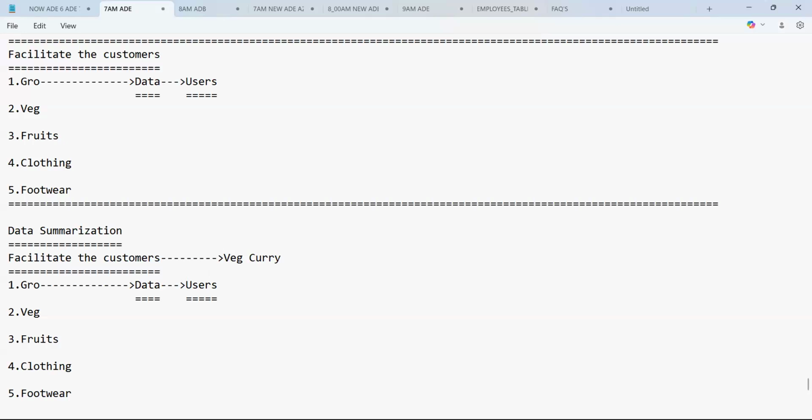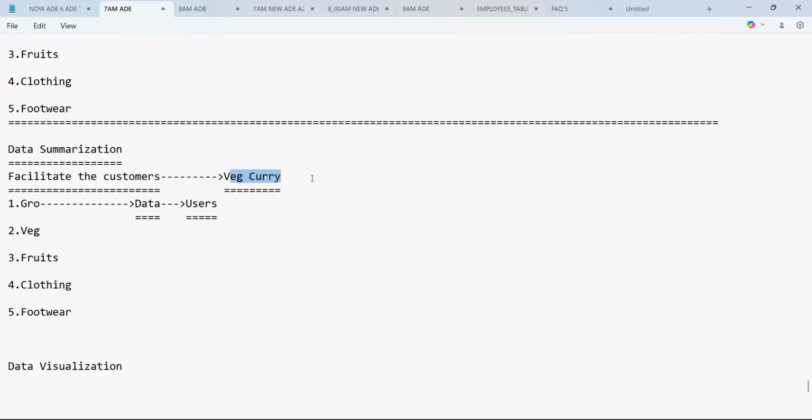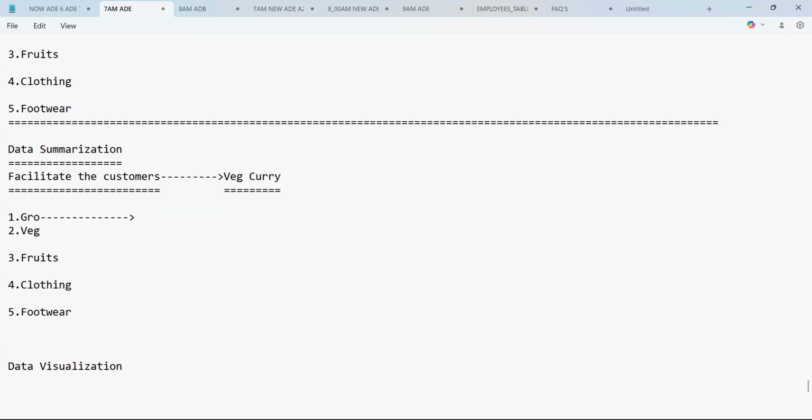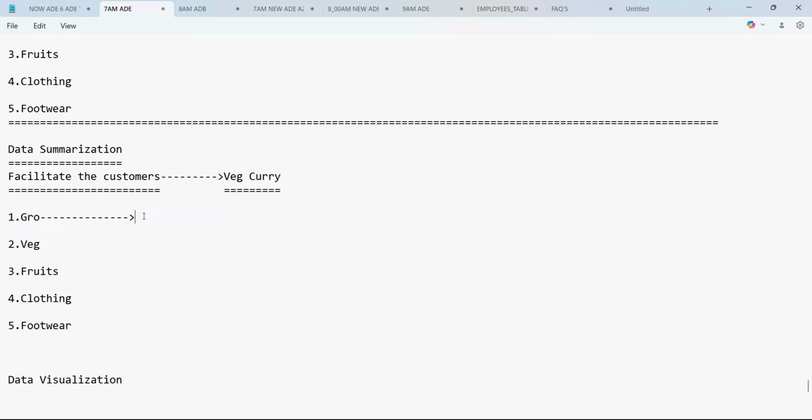So for preparing the vegetable curry, you have reached the supermarket, buying the vegetables. After reaching the supermarket, what are the products you are going to purchase? Are you going to purchase the groceries? Yes, some oils, cooking oil, etc., you will buy. So we can say the groceries you will choose.